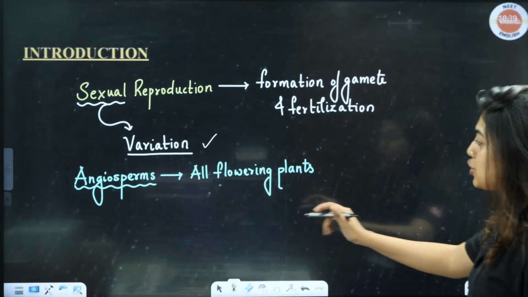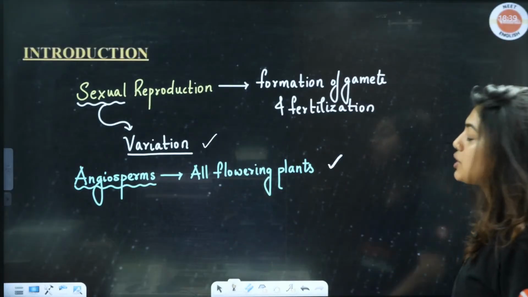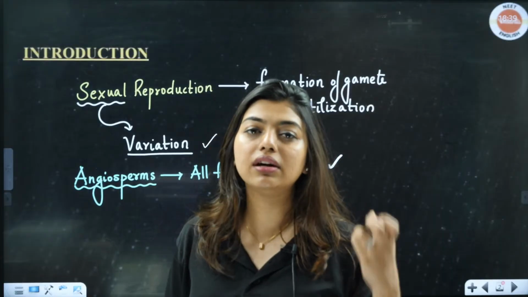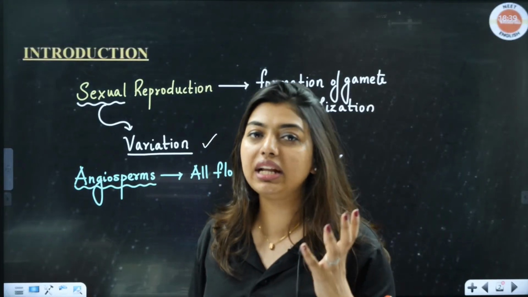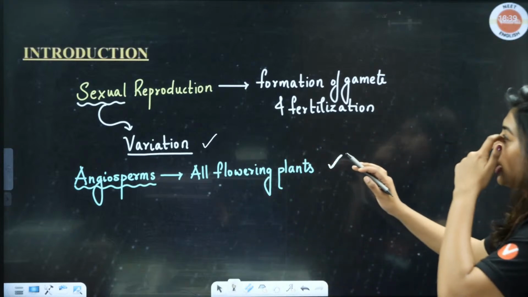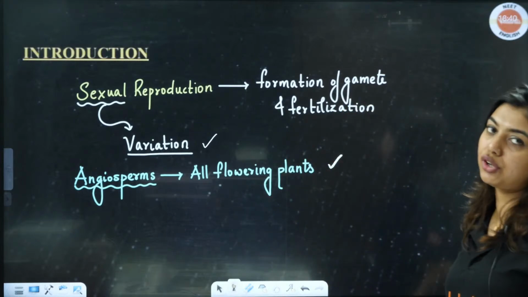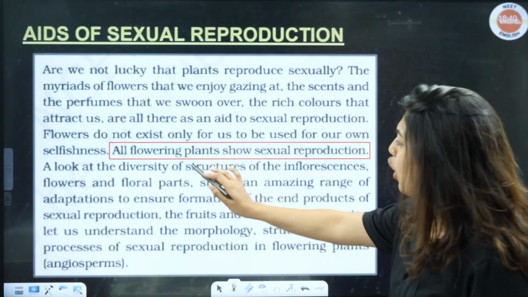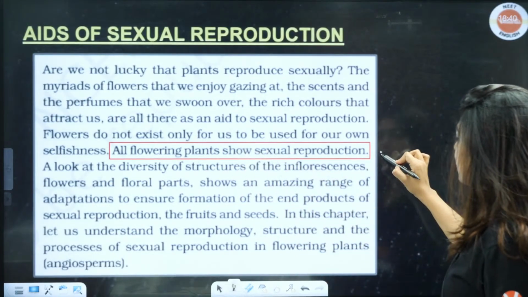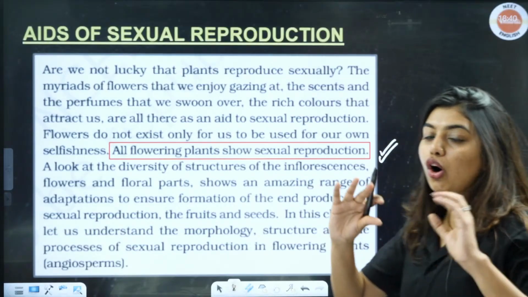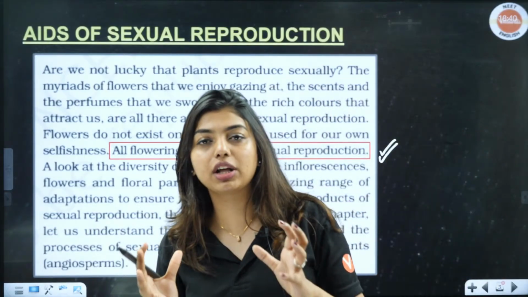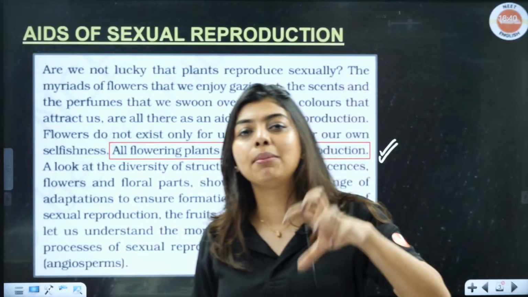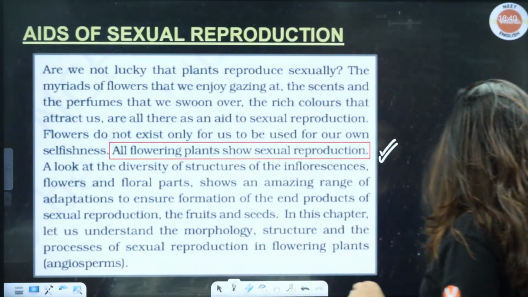So in angiosperms, students, all flowering plants will show sexual reproduction because flowers are the ones that are going to bear the male gamete and the female gamete, okay? So sexual reproduction, formation of gametes and fertilization. This is what the entire chapter talks about. This is important: all flowering plants will show sexual reproduction. Why? Because flowers are the main structures that have male and female gametes in them, okay?